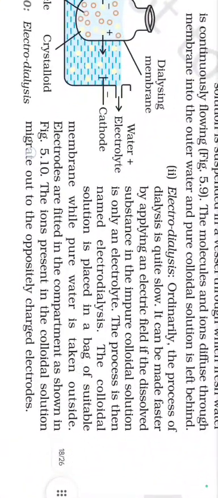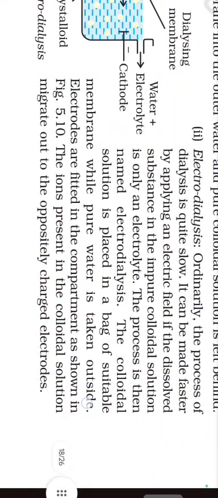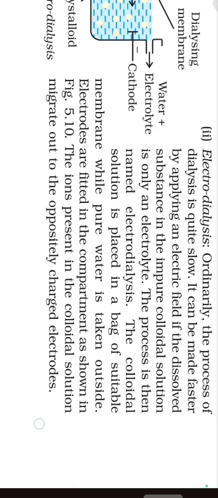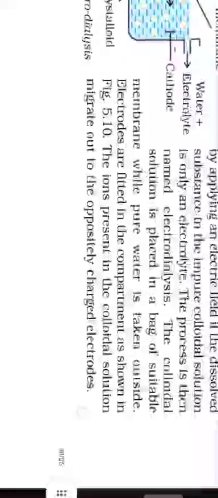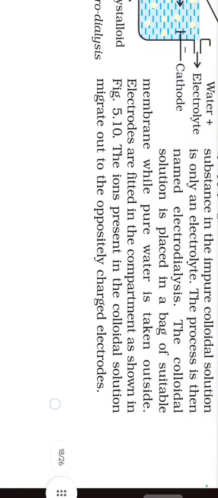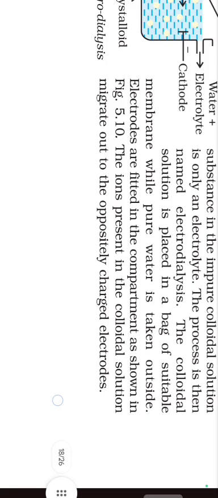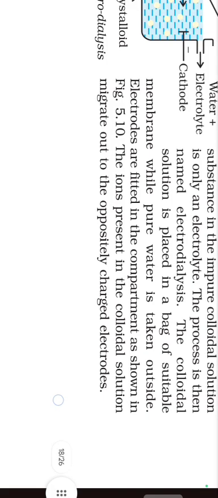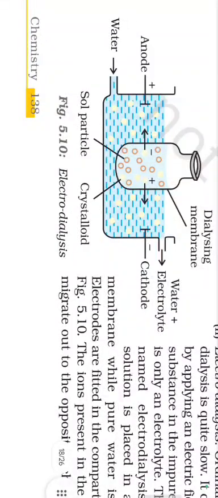Second, electrodialysis. Ordinarily, the process of dialysis is quite slow. It can be made faster by applying an electric field if the dissolved substance in the impure colloidal solution is only an electrolyte. The process is then named electrodialysis. The colloidal solution is placed in a bag of suitable membrane while pure water is taken outside. Electrodes are fitted in the compartment as shown in figure 5.10. The ions present in the colloidal solution migrate out to the oppositely charged electrodes. Figure 5.10. Electrodialysis.